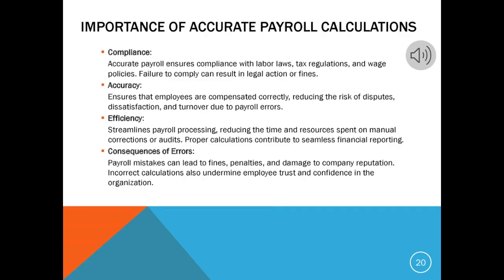As far as the importance of accurate payroll calculations, we need to worry about compliance. Accurate payroll ensures compliance with labor laws, tax regulations, and wage policies. Failure to comply with these can result in legal action. Also, accuracy. This ensures that employees are compensated correctly, reducing the risk of disputes, dissatisfaction, and turnover due to payroll errors. Efficiency. Streamlines payroll processing, reducing the time and resources spent on manual corrections or audits. Proper calculations contribute to seamless financial reporting.